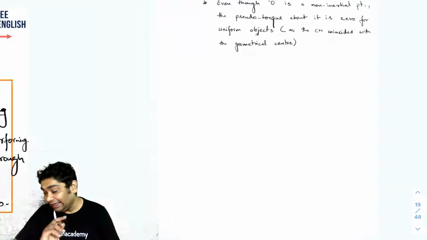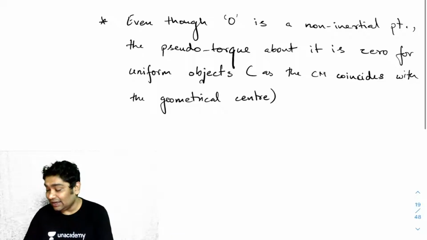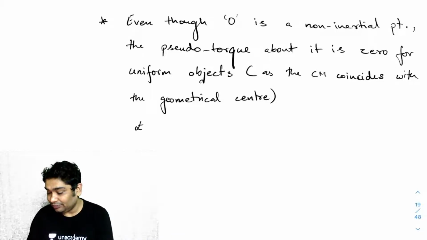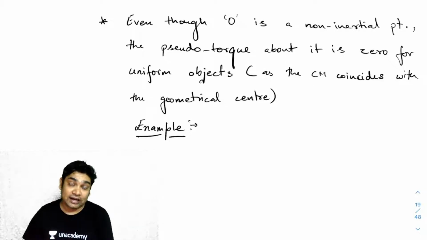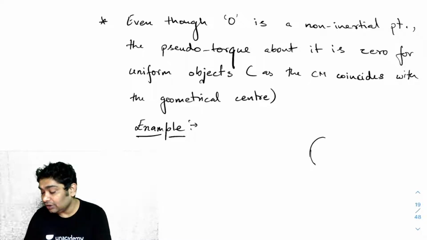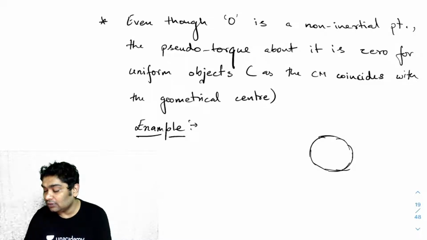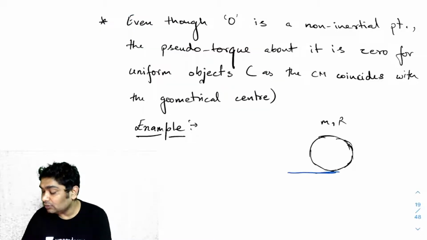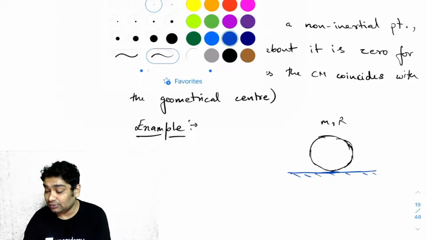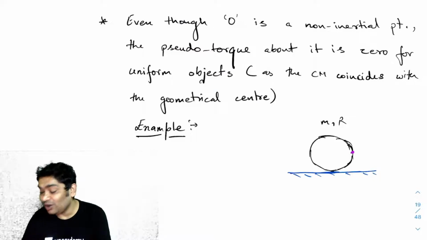Let us take a hypothetical example where the CM would be off-centered and where you would have had to take that pseudo torque. Let's say you have a ring of mass m and radius r. A uniform ring again, of mass small m and radius r. Let's say that is how it is placed on the ground and it is performing pure rolling. However, you have another point mass attached to it, this small m. And at any instant, let's say it is moving.